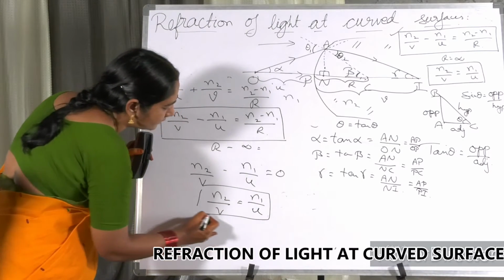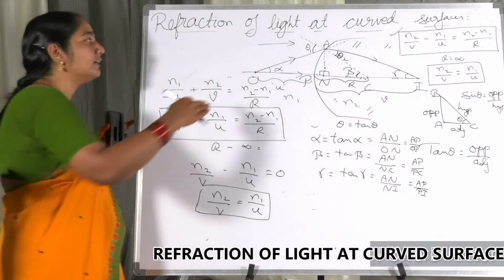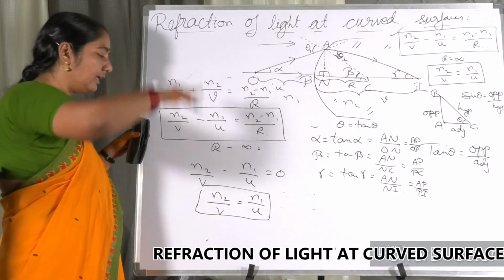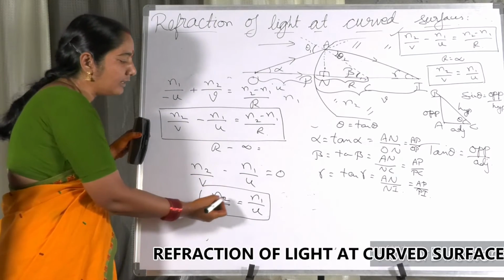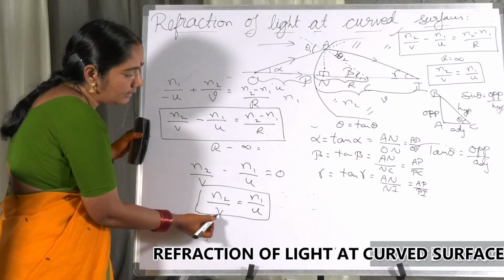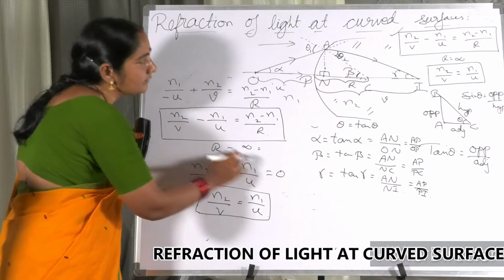So, my dear friends, if it is a plane surface, means if the radius of curvature is infinity, then the relation between the refractive indices of the two media, n1 and n2, and the object and the image distance is given by this relation.